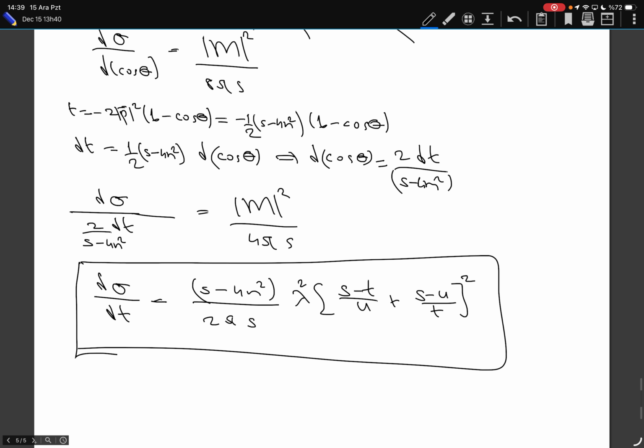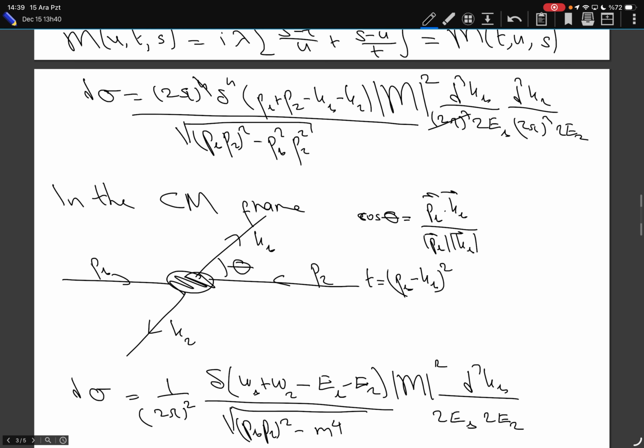S and U do not depend on T. Well, you see, you can think of t as cosine theta. So S definitely doesn't depend on cosine theta, S only depends on the initial particles. But U will depend on it. U is P1 minus K2, so U will depend on this angle over there. But that angle is theta. So U also depends on theta, cosine theta. But that means U depends on T.